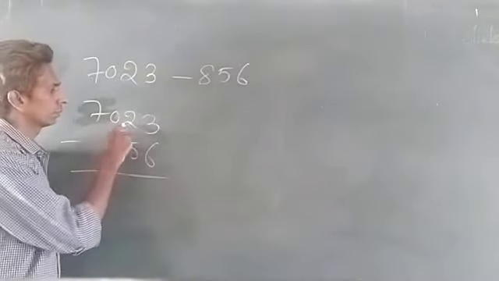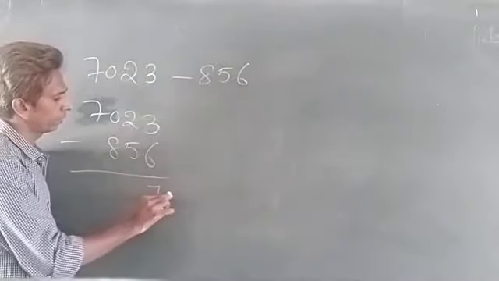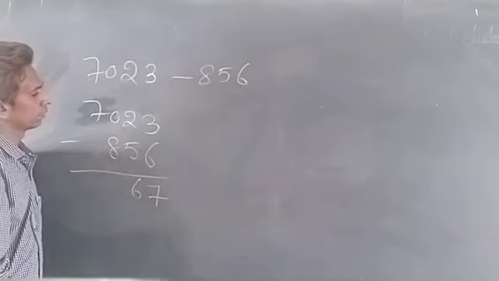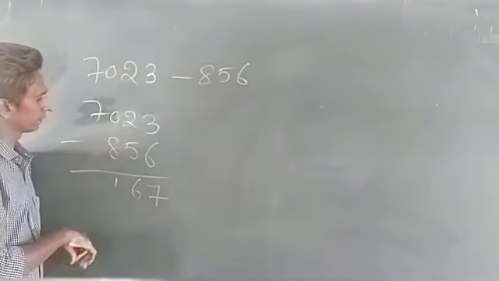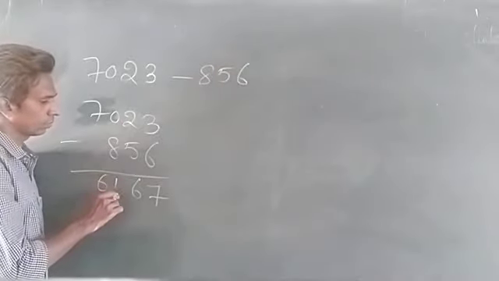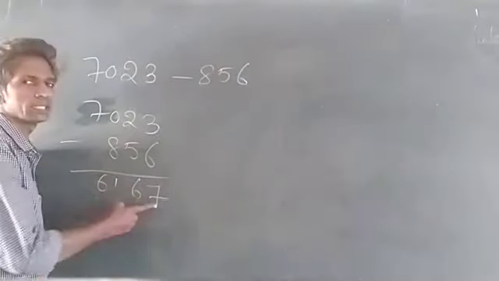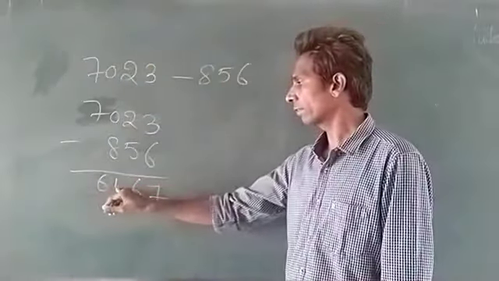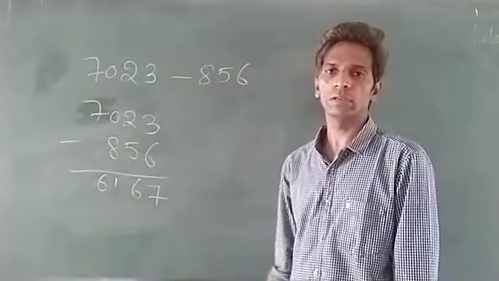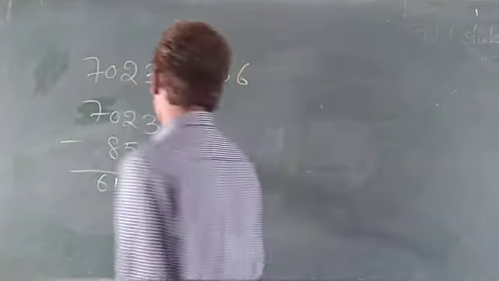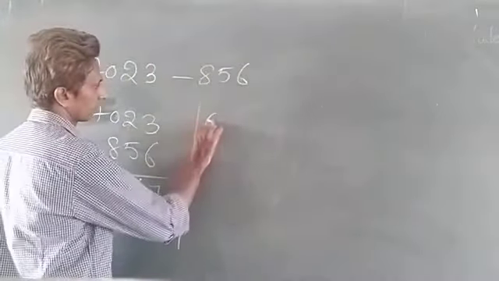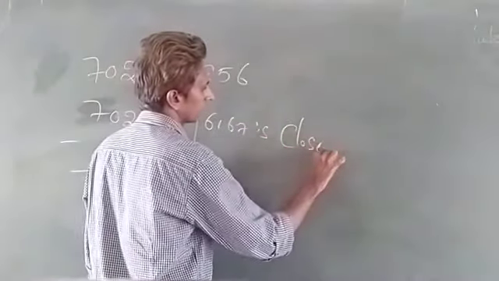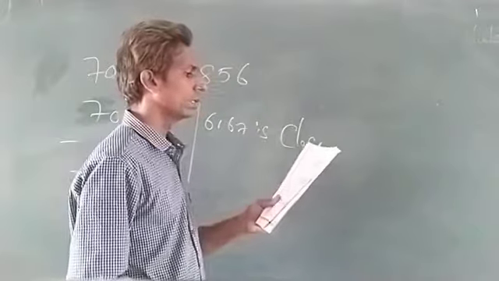Do the subtraction by taking the value. 11 minus 6 means 5, and 6. So what is the value? 6167. So what is the nearest value? 6 in thousands place. After 6, what is the number you have? Only 1. So you want to write down 6000. So 6167 is close to 6000.